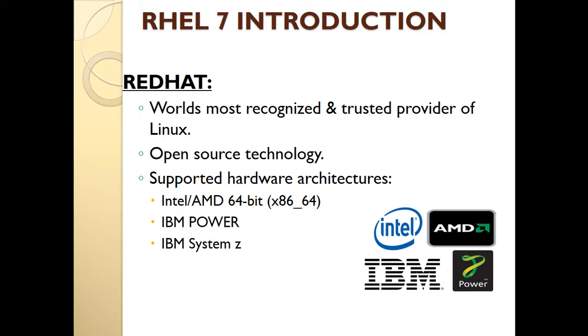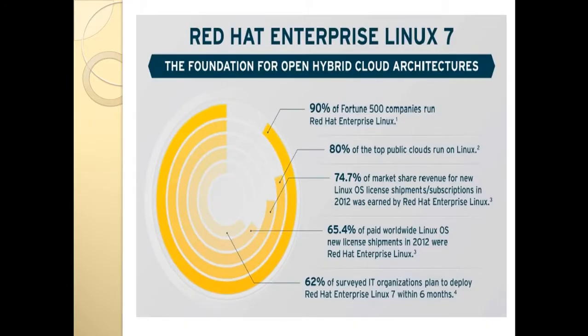Red Hat Enterprise Linux is regarded as one of the most recognized and trustworthy providers of Linux, and it is developed by Red Hat Incorporation. It is based on open source technology and it supports various hardware architectures like Intel, AMD 64-bit, IBM PowerPC, and IBM System z. Now, if we talk of this chart, the foundation for open hybrid cloud architectures is Red Hat Enterprise Linux 7.